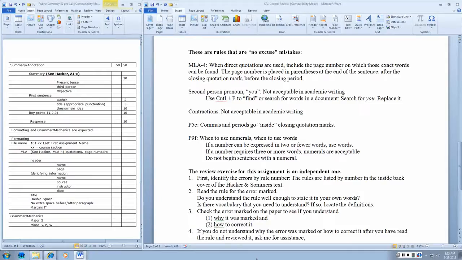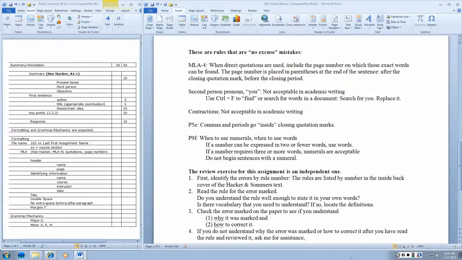Second person, the second person pronoun you is not acceptable in academic writing. For some instructors, it is an F error. That is, the instructor draws a line across the paper when you use the U and marks an F. It is considered by many to be obviously a major error. If you're not certain or if you miss using it sometimes, you can use Control F.